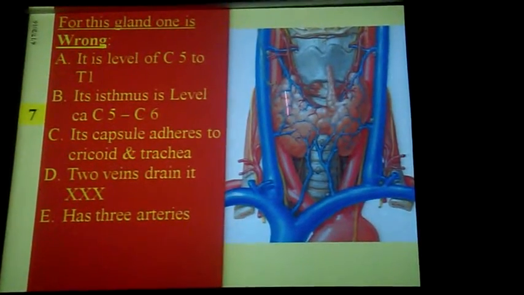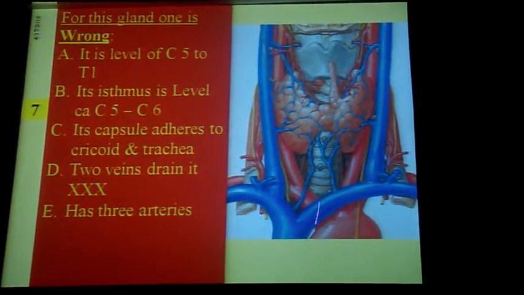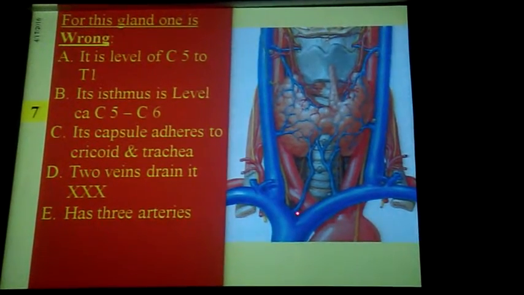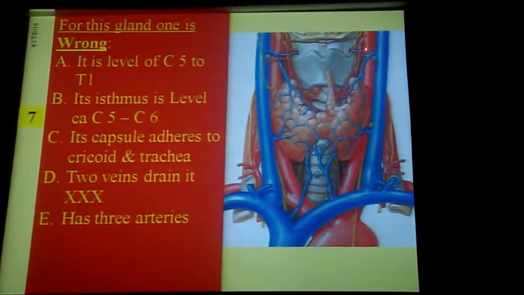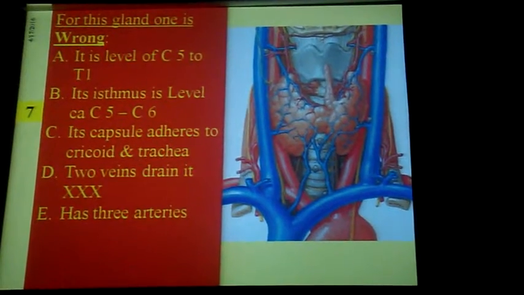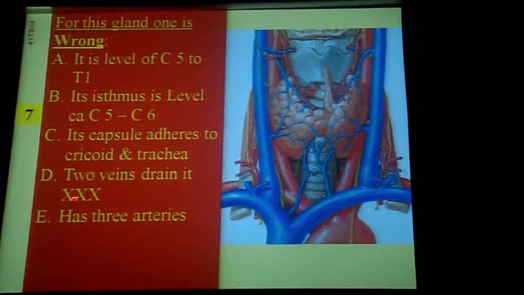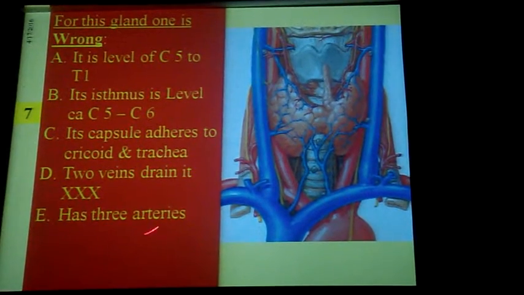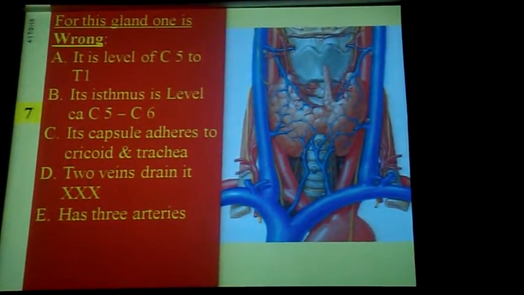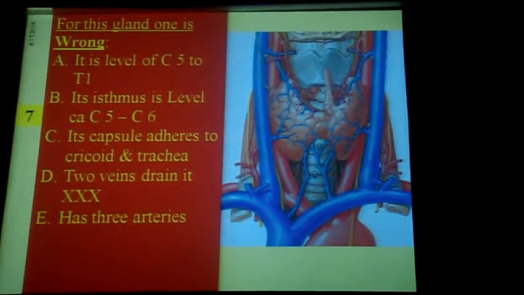Because if we count it on one side, 1, 2, and the thyroidea ima is 3, it's okay. Or we say 1, 2, and here a third one inside, thyroidea ima, is considered right. But to be very strict we should say it has 5 arteries supplying it. Next one.